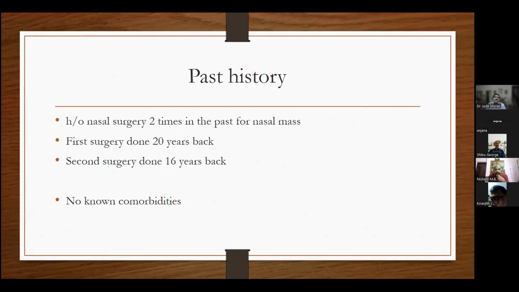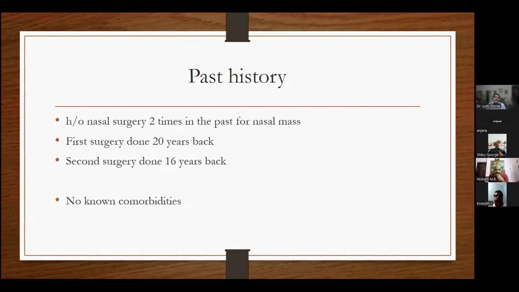Don't you think all this has to be asked? Yes, sir, especially in a case like this. So you cannot just finish off by saying there were 2 surgeries. You should go into the details of the surgeries. And in which side was the surgery done? You have not written that.